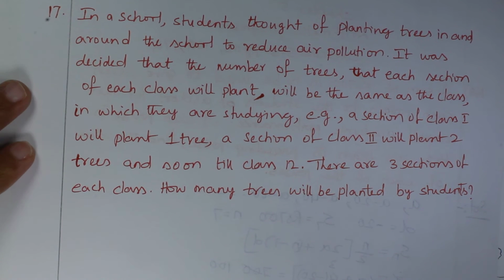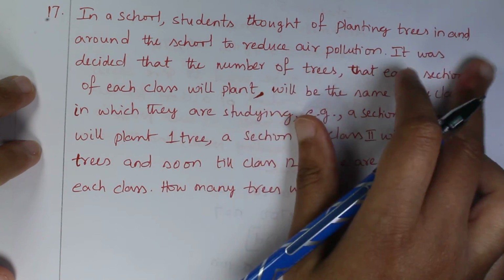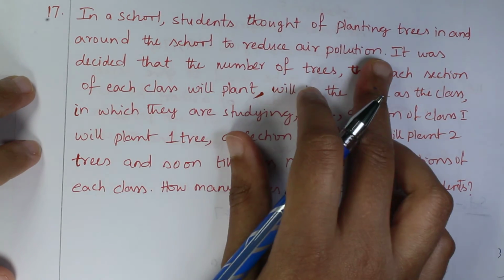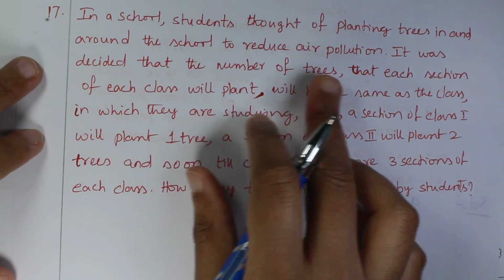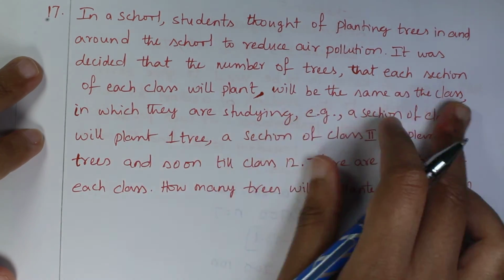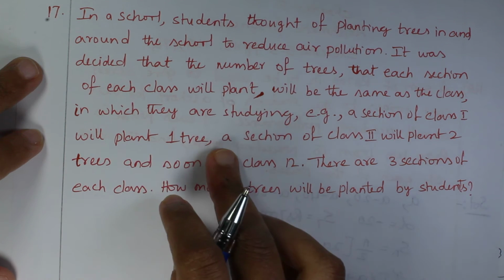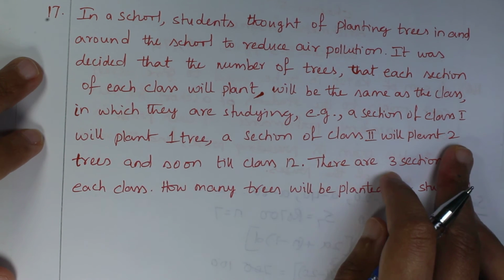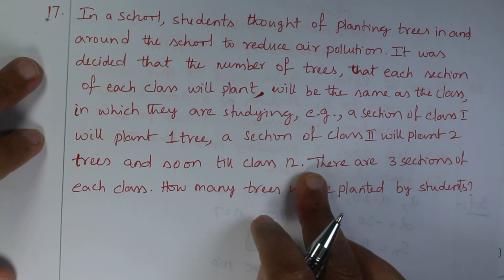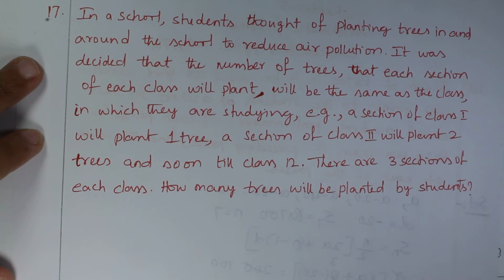The seventeenth question looks very lengthy, but it's a simple question. In a school, students thought of planting trees in and around the school to reduce air pollution. It was decided that the number of trees that each section of each class will plant will be the same as the class in which they are studying. For example, a section of class 1 will plant 1 tree, a section of class 2 will plant 2 trees, and so on till class 12. There are 3 sections of each class. How many trees will be planted by the students?